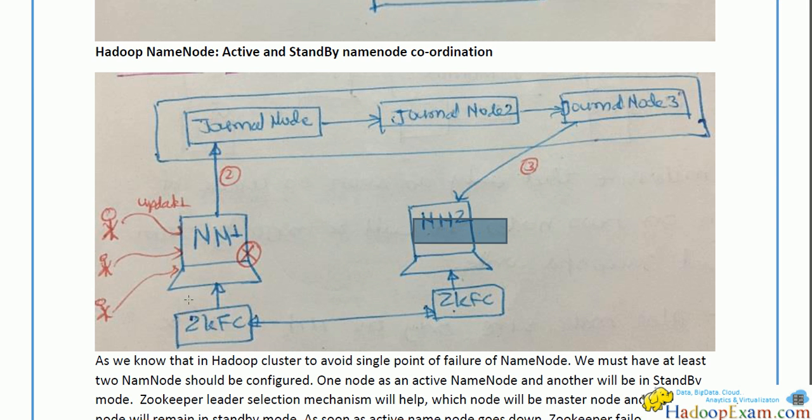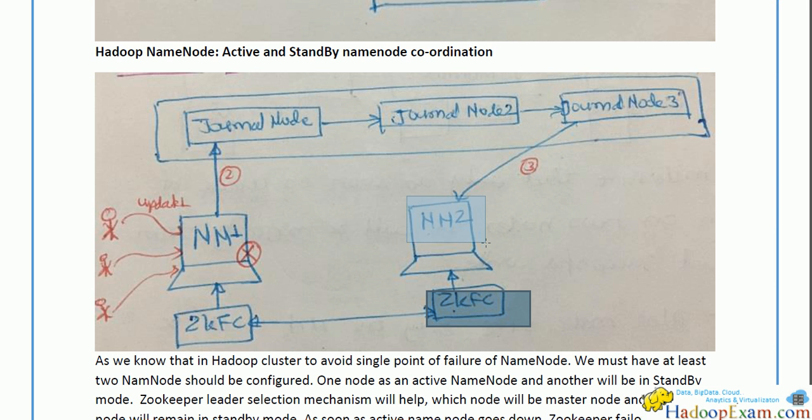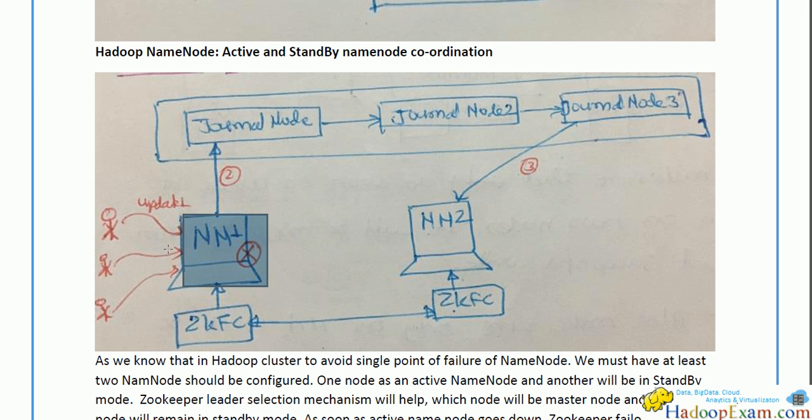Suppose name node 1 crashes. The Zookeeper failover controller immediately gets to know this node is no longer available, so the other node should immediately become the master, the active node. Meanwhile the administrator can fix the failed name node, because they will get an alert. Name node 2 has exactly the same information name node 1 had, so all your requests are now processed by name node 2. Okay, now let's come to the journal node.